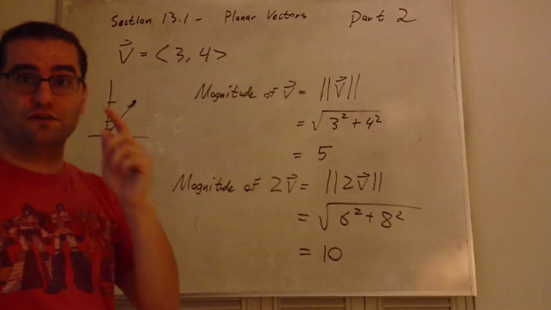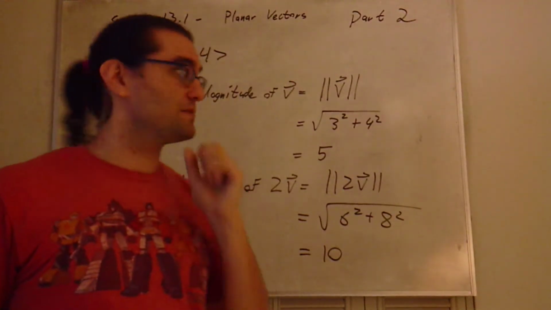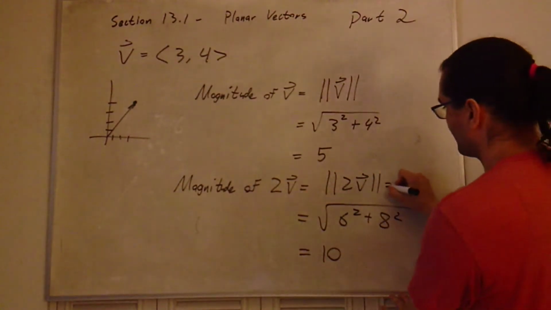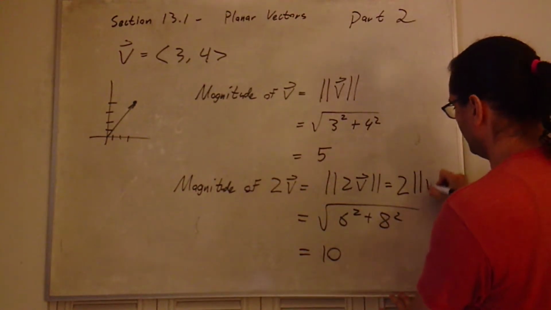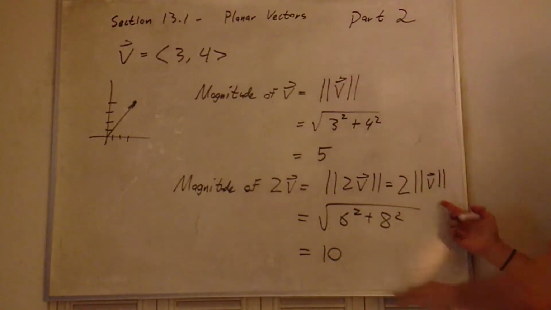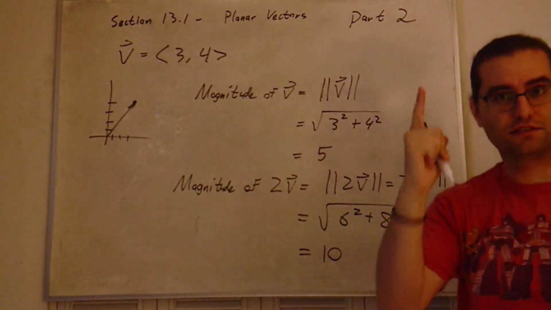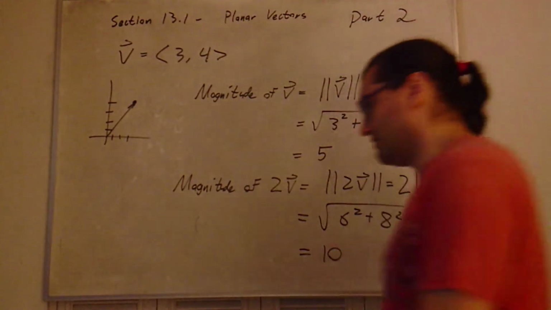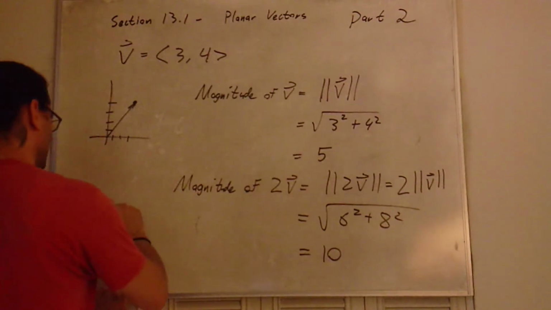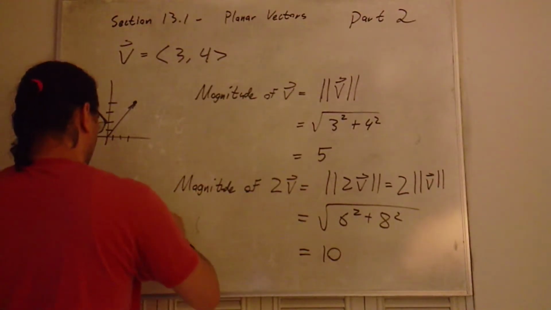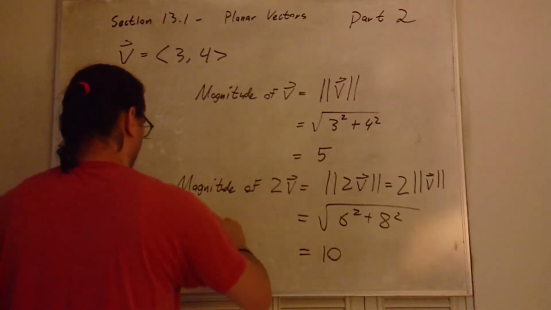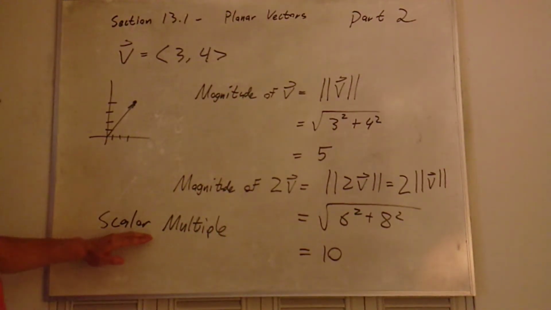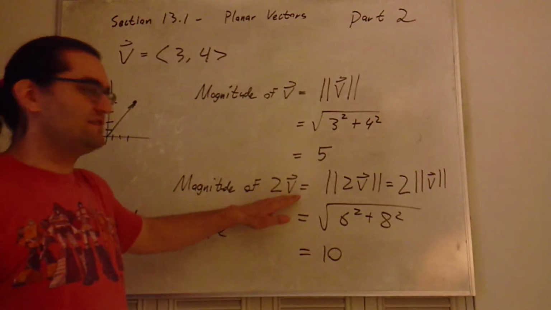So here's the good news, the really good news about this. The magnitude of 2v is twice the magnitude of v. So if you were hoping that it was going to work out like this, you were correct. It does work out like this. And that sort of brings me back to why these are called scalars. They're originally called scalars because they scale these vectors.